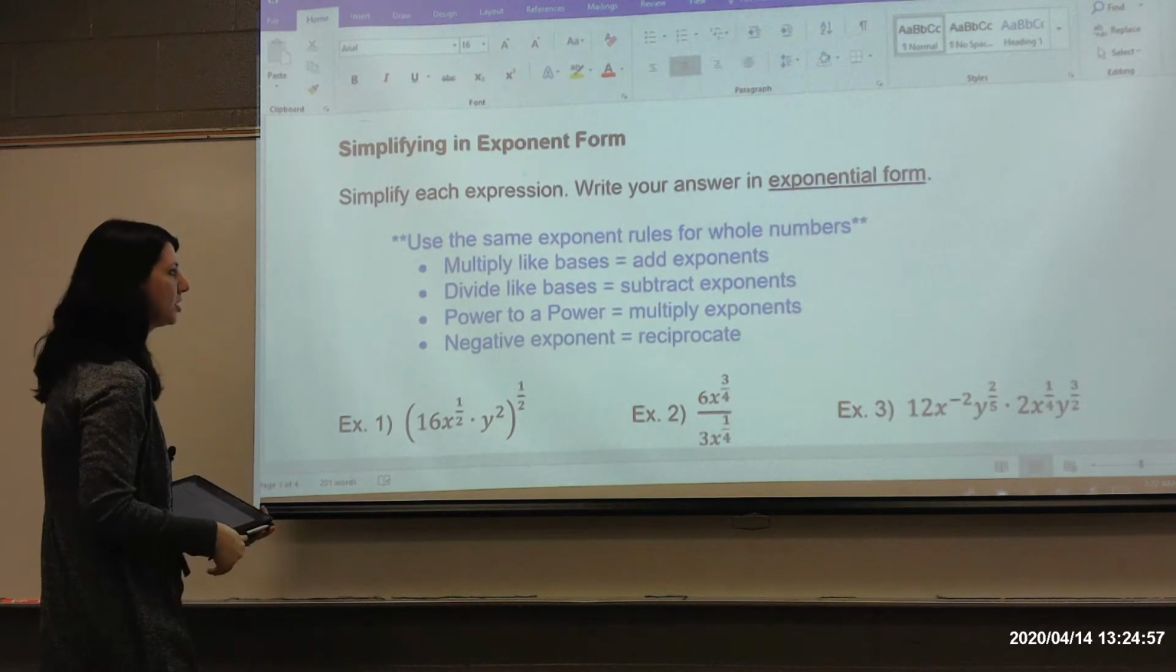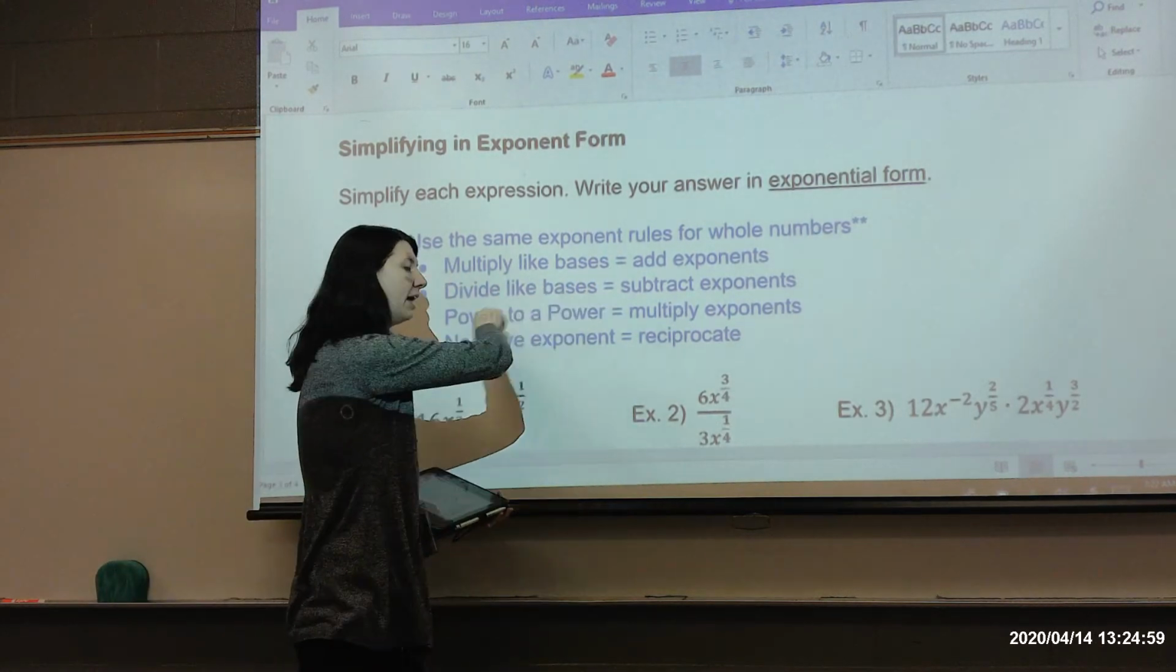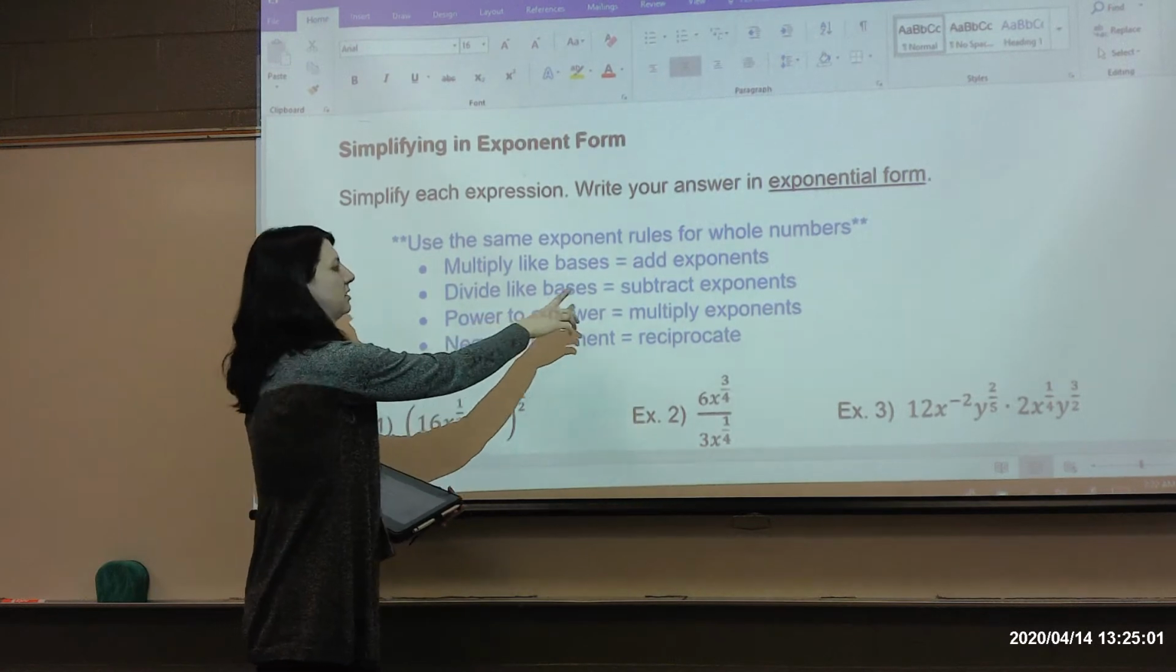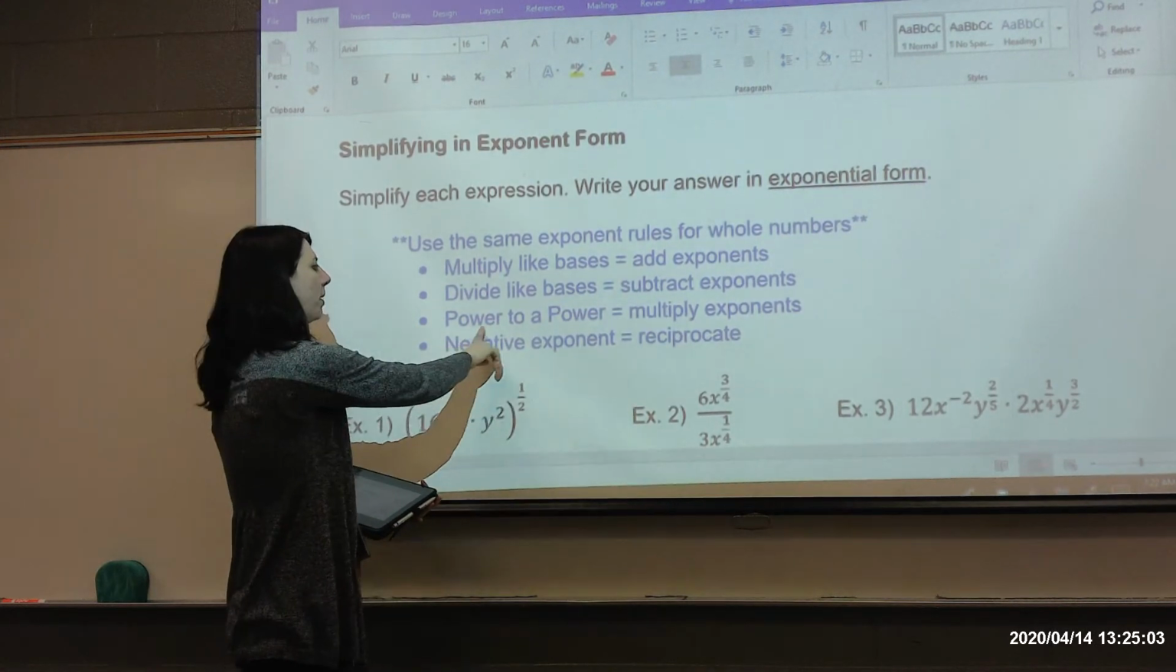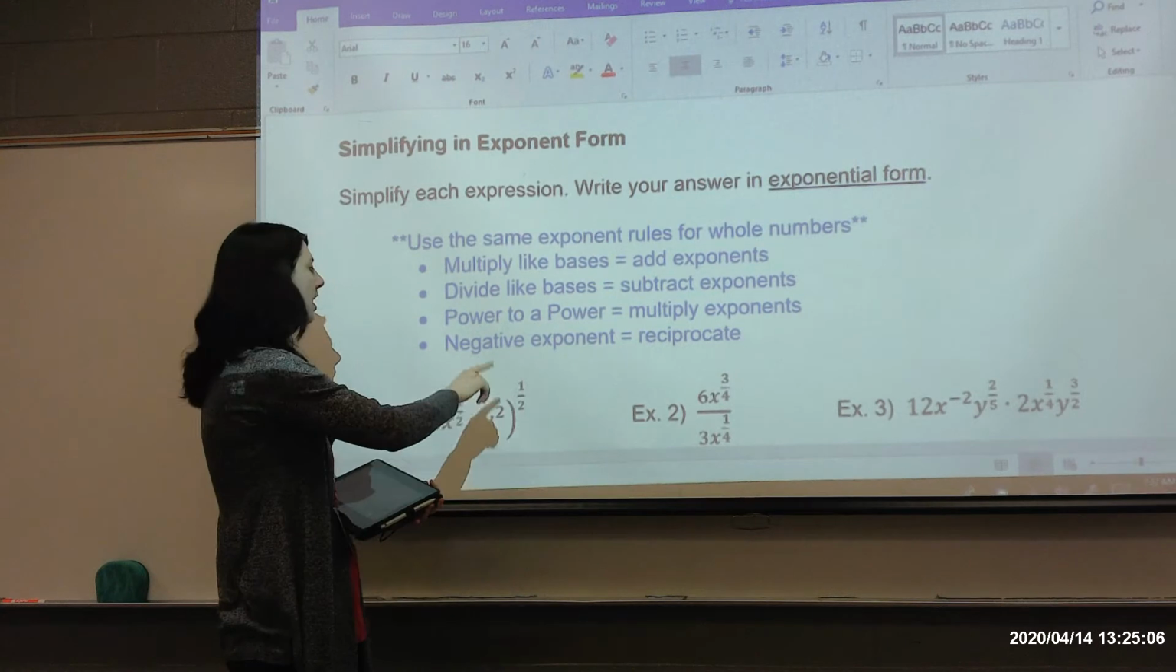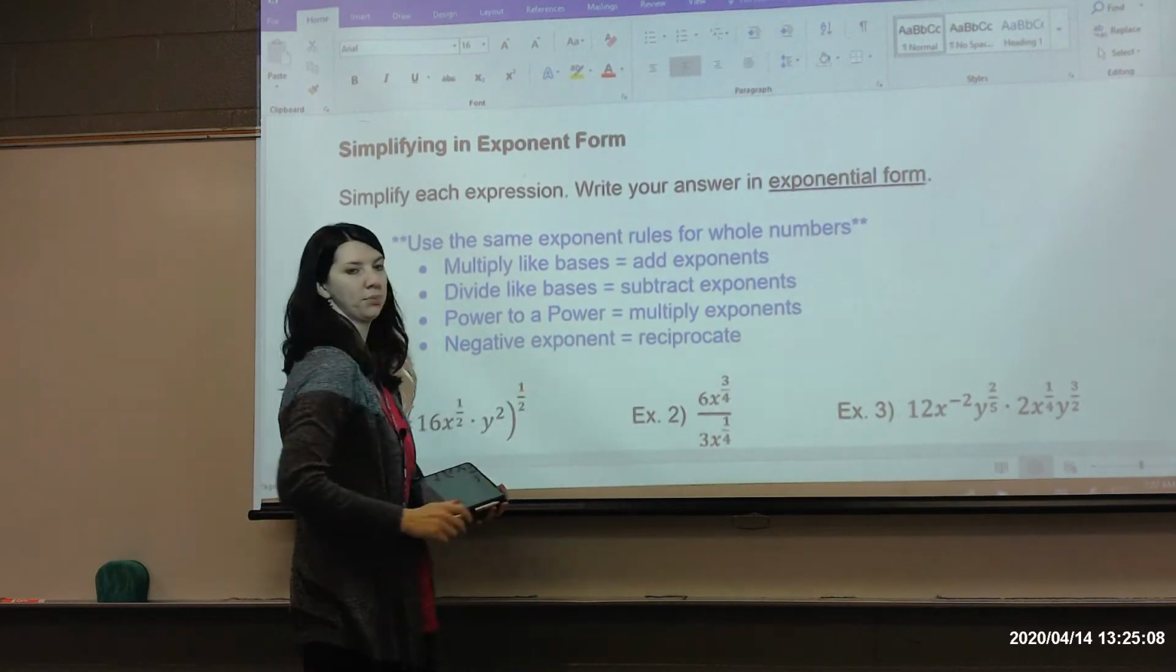And I've put a reminder here. Multiplying like bases means add exponents. Dividing like bases, subtract your exponents. Power to a power, multiply your exponents. And negative exponents, you reciprocate. Okay?